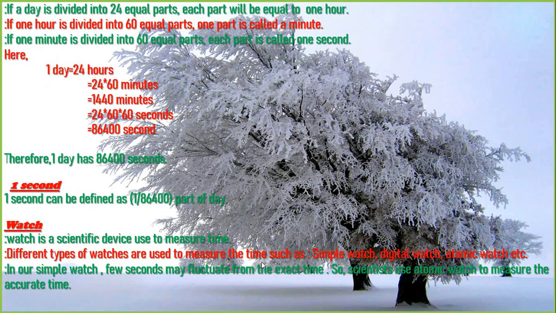But scientists use the atomic watch to measure the accurate time. It is said that in 4 billion years, the atomic watch fluctuates only 1 second. We can imagine how accurate that atomic watch is. And it is also necessary that the watch that scientists use should be very accurate, because in scientific work, even 1 second can cause huge damage to a whole project. So scientists use atomic watch to measure the time very accurately.